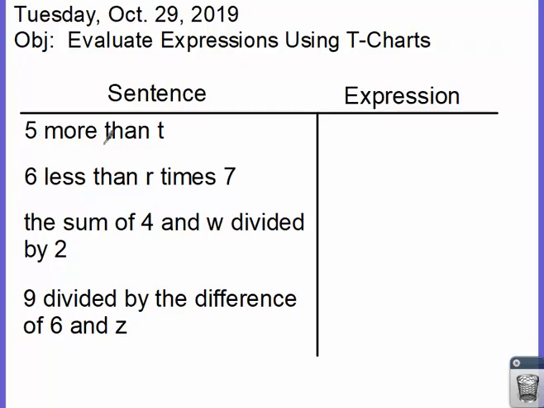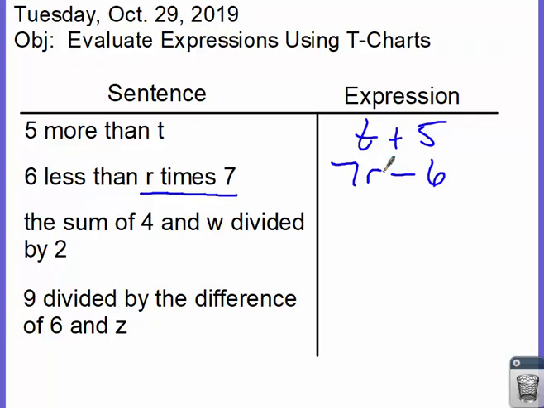This one first says 5 more than t. Well, the algebra translation to that would be t plus 5, because I have to know what t is before I can figure out what's 5 more than that. Okay, the second one says 6 less than r times 7. Well, the 6 less means that I'm going to subtract 6 from something. Well, what am I subtracting it from? R times 7. Well, one of the things we have to remember is that when we're writing multiplication, the number always goes first. So we would write that as 7r minus 6.